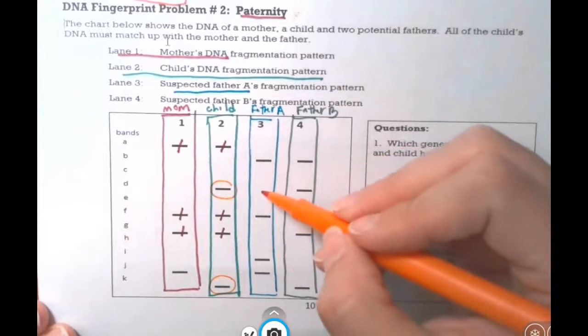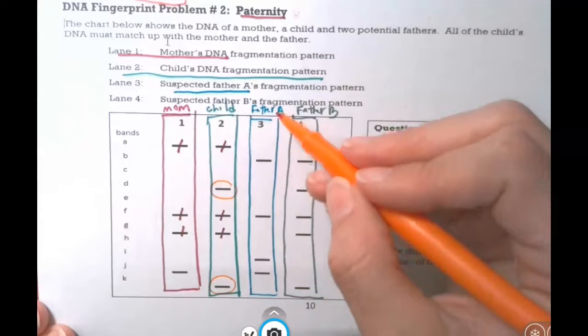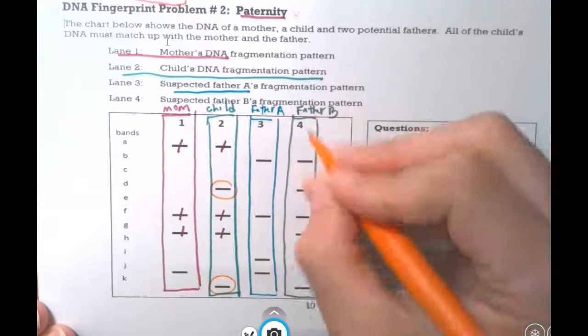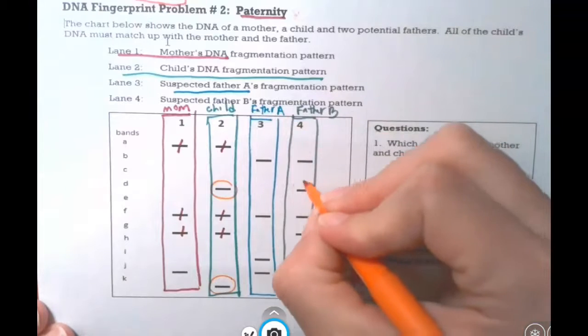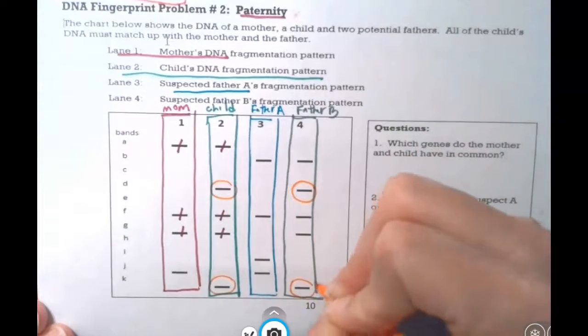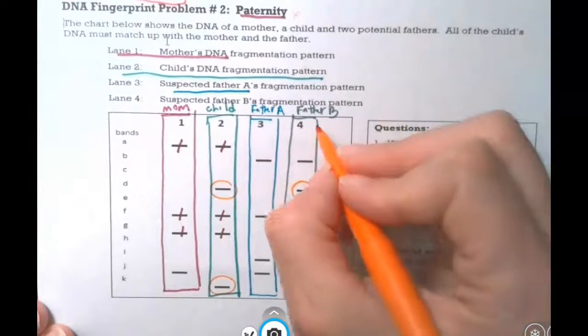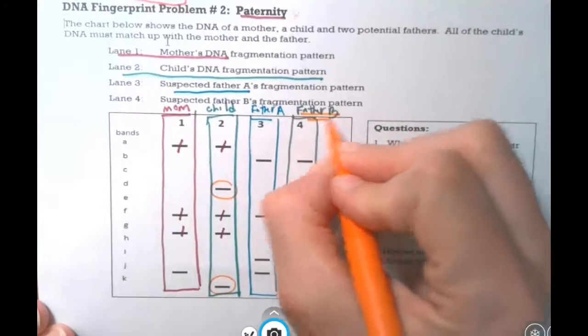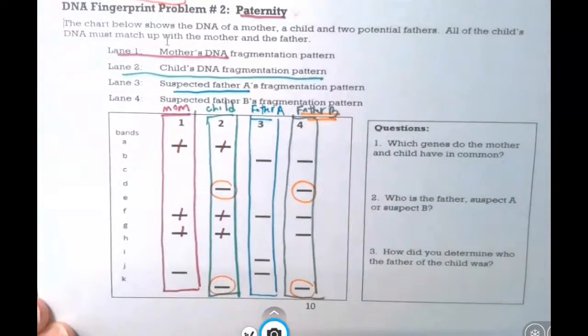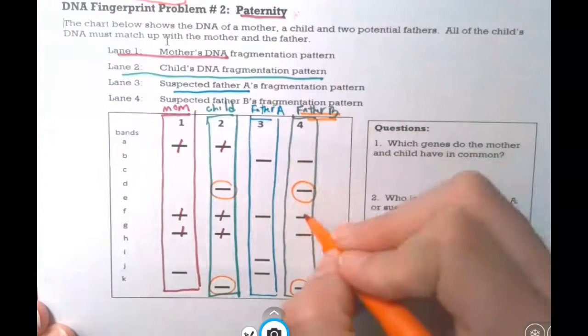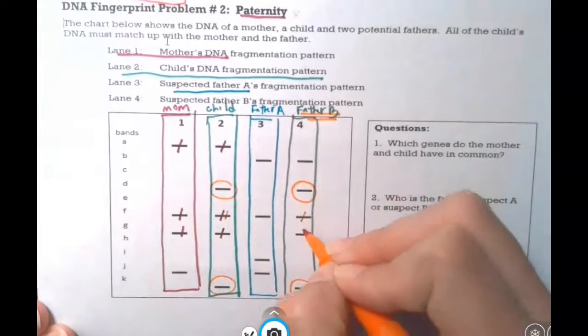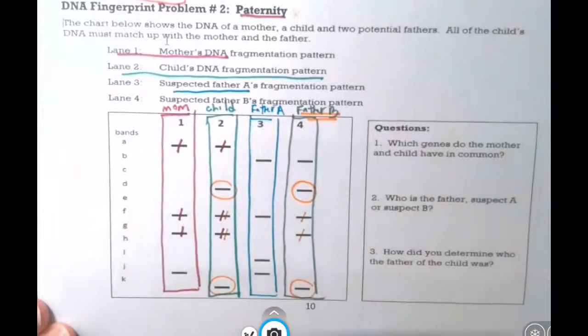If we look, lane 3, father A does not have these bands. However, lane 4, father B does have these bands. So the suspected father in this case must be father B. You can see the child also could have gotten some of the other DNA bands from the father.